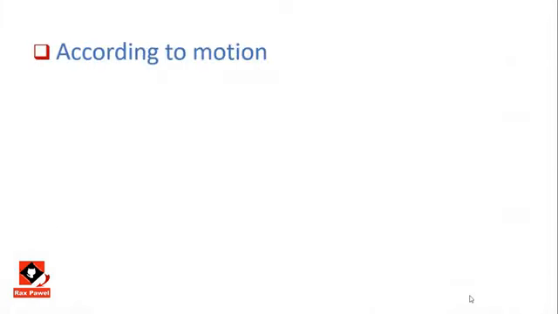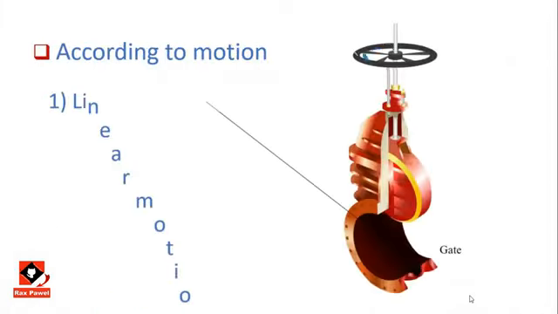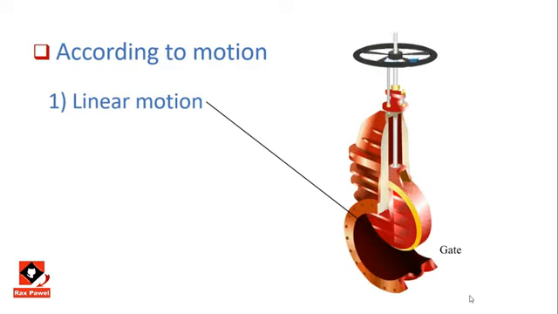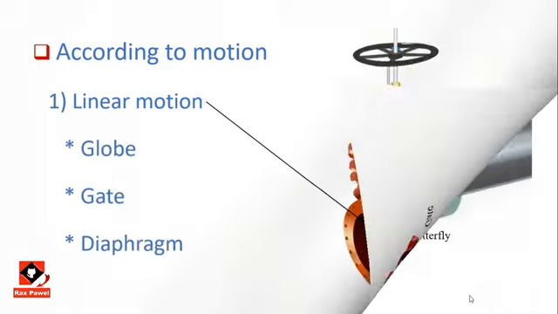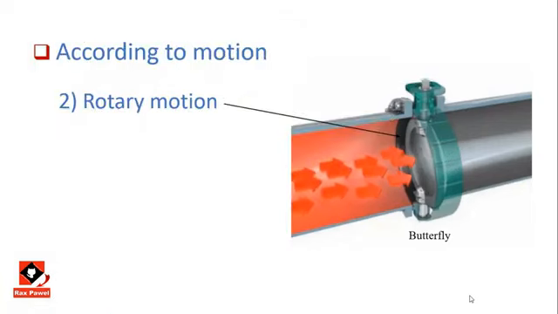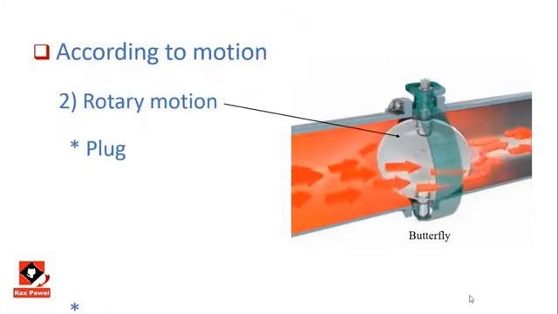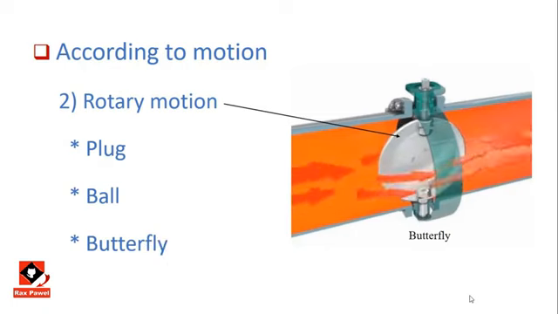Second way is according to motion. First we have linear motion, as you see. Under linear type we have globe, gate, and diaphragm. Second one is rotary motion, as you see. Under rotary type we have plug, ball, and butterfly.